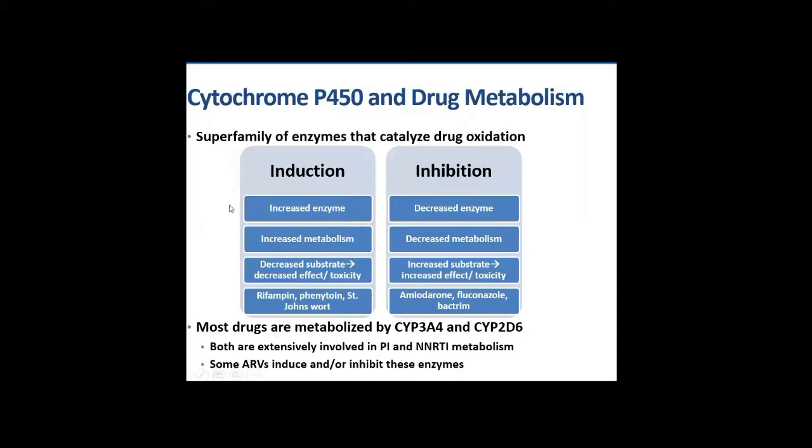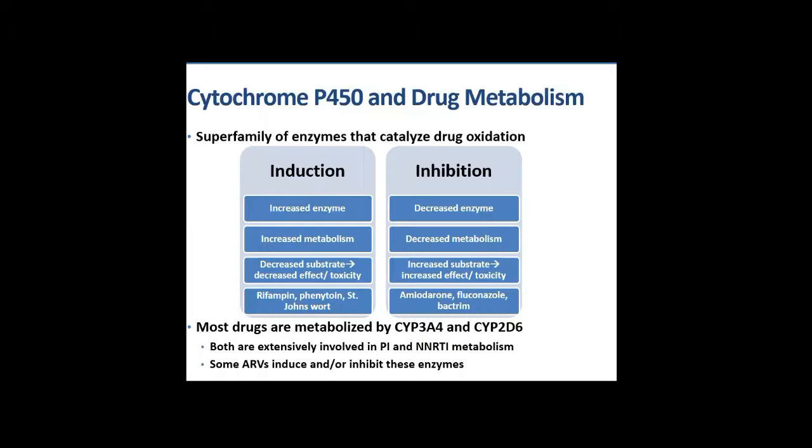Examples of drugs that induce the cytochrome P450 enzymes are rifampin, phenytoin, or St. John's wort. On the flip side, if a drug is an inhibitor of the cytochrome P450, that decreases the P450 enzymes. That results in decreased metabolism, resulting in increased substrate for that enzyme and thus increased effect or toxicity. And examples of these drugs are amiodarone, fluconazole, or Bactrim.